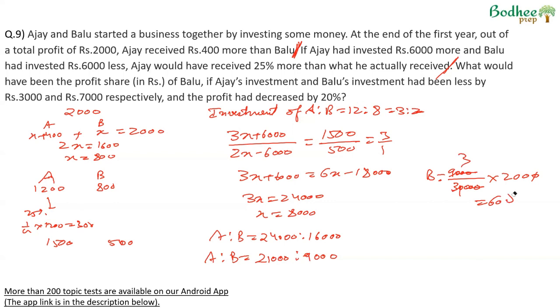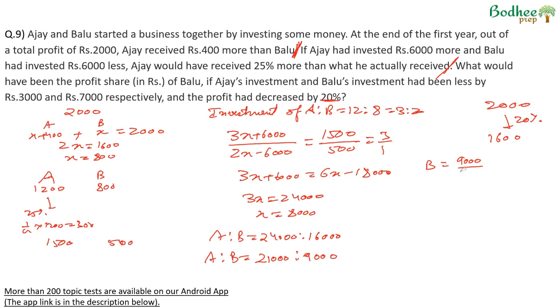The profit also reduced by 20%. I missed the last line. Now the investments of A and B are 21,000 and 9,000, and the profit has decreased by 20%. The profit was 2,000, decreases by 20%. 20% of 2,000 is 400, so new profit is 1,600. So Balu's share will be 9,000 upon 21 plus 9, 30,000, which will be the total investment, into 1,600. This will be the answer. Zeros cancel, 3 threes are 9. 480 rupees will be the profit that Balu will get.